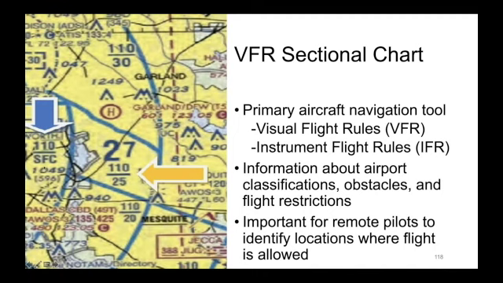Add 2 zeros to that, and it will give you your MSL. So looking at the yellow arrow, add 2 zeros to that, and it would be 11,000 over 2,500. So your ceiling is 11,000, and your floor is 2,500. So what is happening in between the floor and the ceiling?